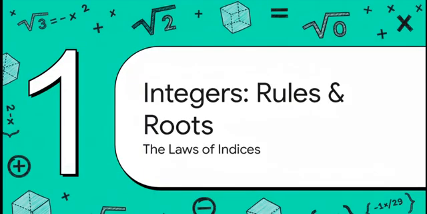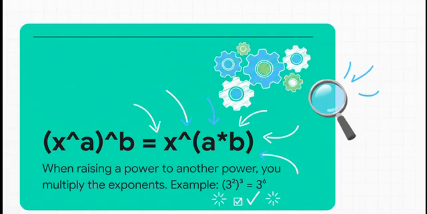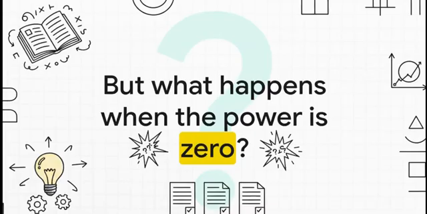First up, integers. This stuff is the foundation for so much of what you'll do later, so let's make sure we are absolutely solid on a really key skill, mastering the laws of indices. Okay, so check out this first rule. It's pretty simple. When you've got a power raised to another power, you just multiply the exponents. So 3 squared to the power of 3 becomes 3 to the power of 2 times 3, which of course is 3 to the power of 6. See? It's just multiplication.